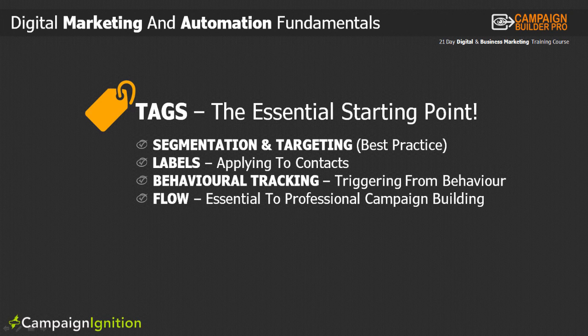So what we're going to do is label people. These are going to apply to contacts. We'll put labels on contacts and then use those labels. So this is what we call behavioural tracking. We can trigger from behaviour, and that is the essence of what this is. So this means if your customer does something, we can trigger something else because they've done something, and that is the beauty of automation. That's why this is so exciting, and it also helps with the flow of building professional campaigns. Which is what we want you to get to.